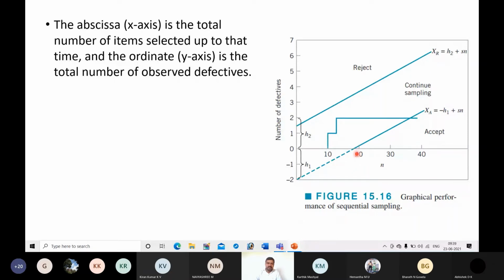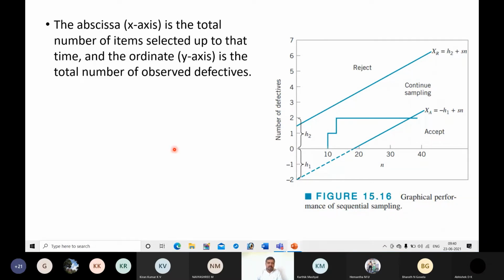That is n. Next, the ordinate, that means the y-axis, is the total number of observed defectives. At this point, it is the number of defectives observed after evaluating 10 samples. Similarly, the number of defectives after evaluating 20, after 30, after 40. Like that you get the points and you connect them, and that results in a line.